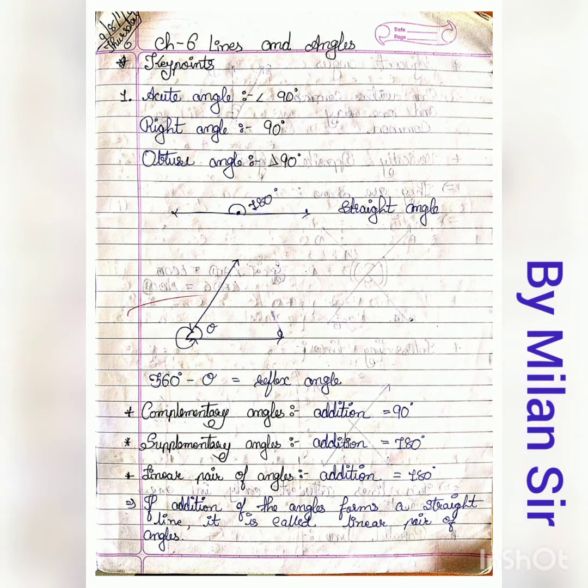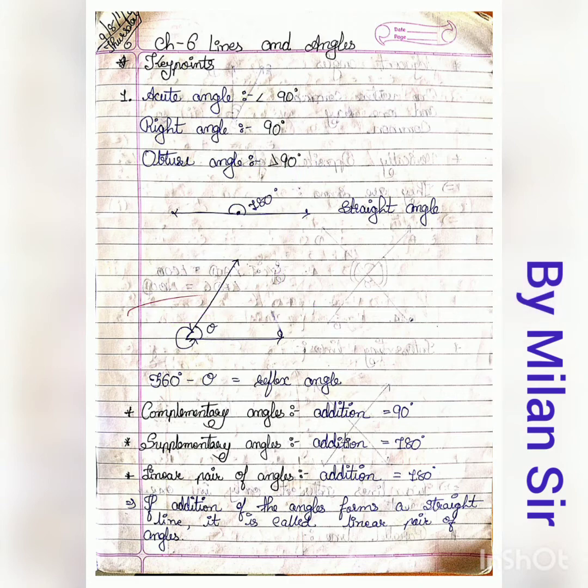And linear pair of angles are supplementary. It means the addition of two linear pair of angles is equal to 180 degrees. The addition of the linear pair of angles is equal to 180 degrees. That's why it is said that linear pair of angles are supplementary.